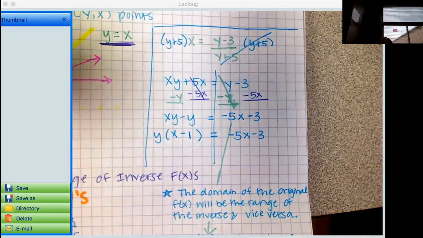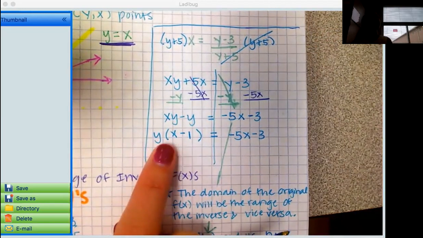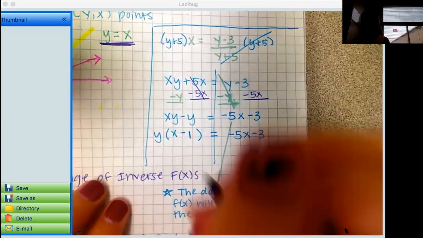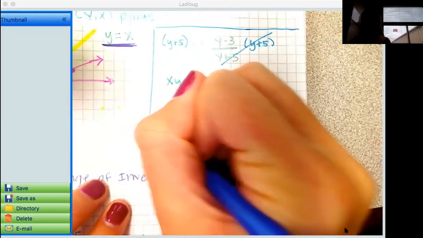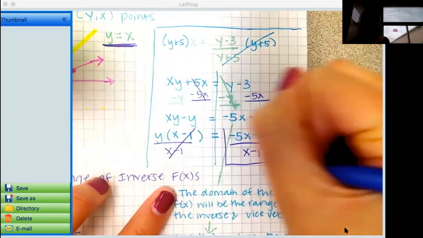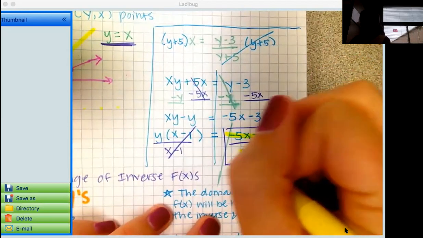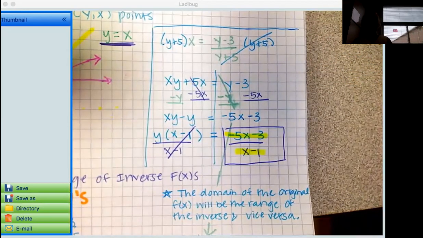Excellent job, Grace. And then how do you get y by itself? What's the x minus 1 doing to the y? The parentheses be multiplied, so the opposite of multiply is divide. Good job. Those cancel. So guys, this is your inverse right here. That was a lot of work, right? Yeah. I would really make sure I know how to do this one.